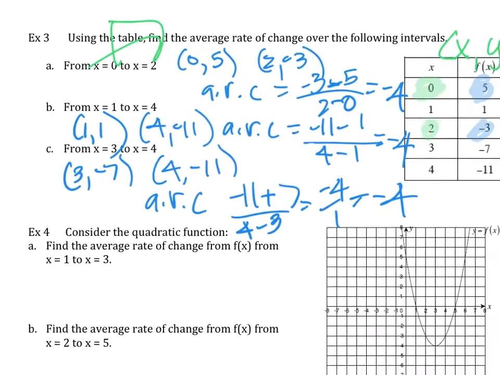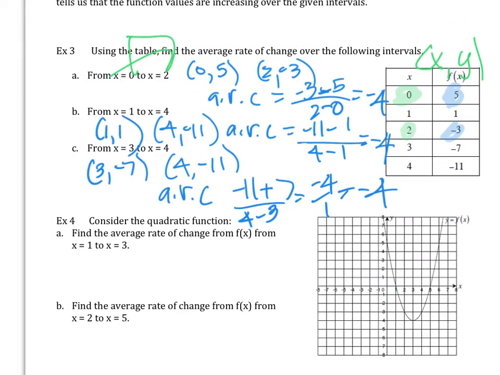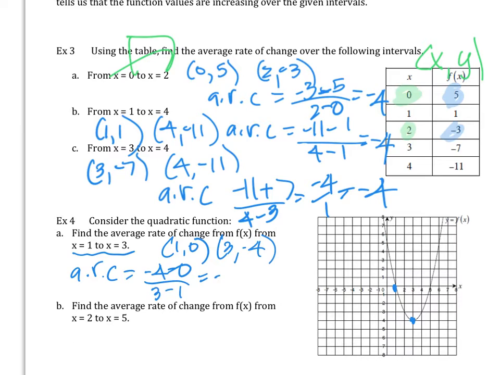So consider the quadratic function on the right. And we want the average rate of change between 1 and 3. So if we look at 1, our output is 0. And if we look at 3, our output is negative 4. So our average rate of change is going to be the change in y over the change in x, and we get negative 2.